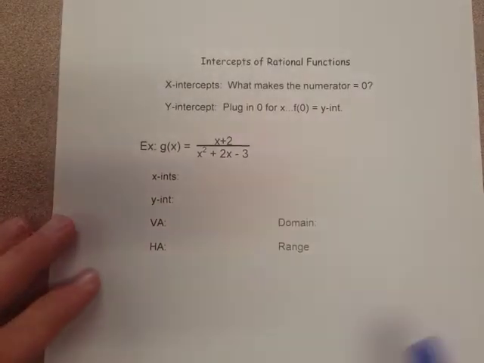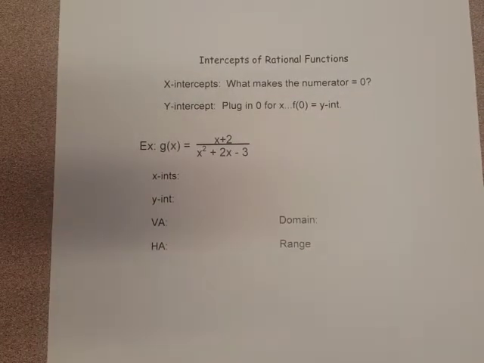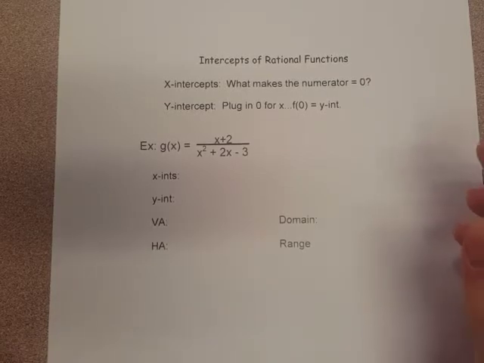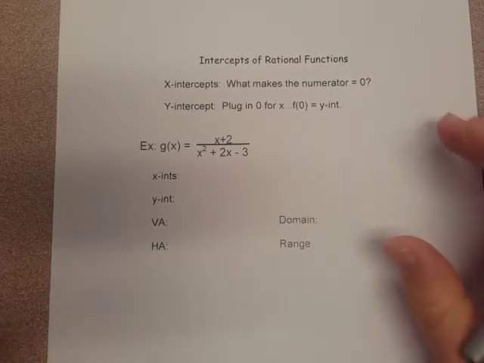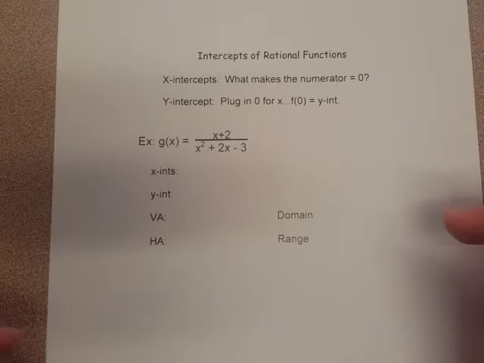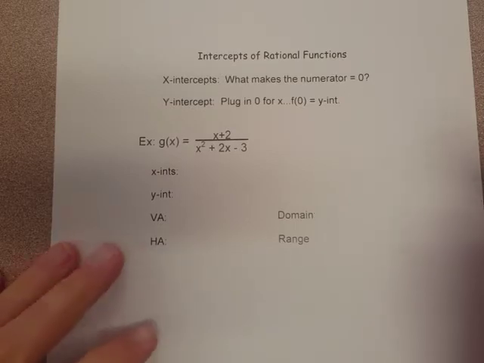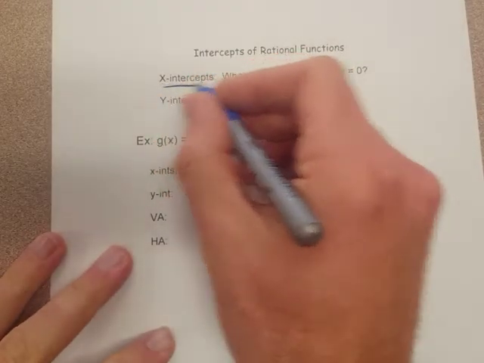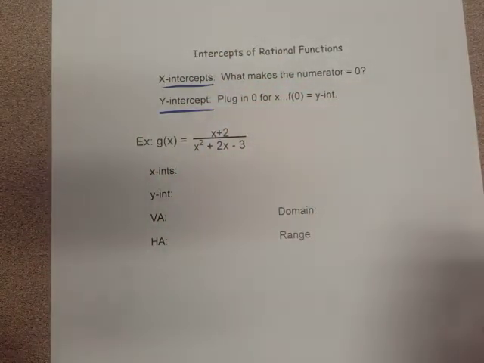This is, again, 2.6 day 1, and we're talking about rational functions, characteristics of rational functions. Before we talked about vertical and horizontal asymptotes. We're going to add a couple into the mix for this one, that is X-intercepts and Y-intercept.